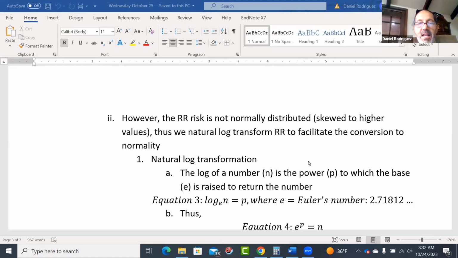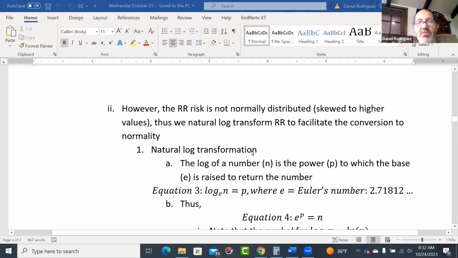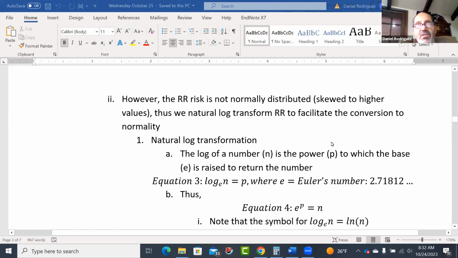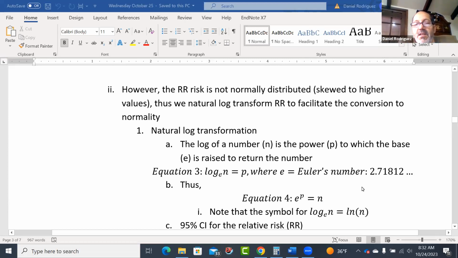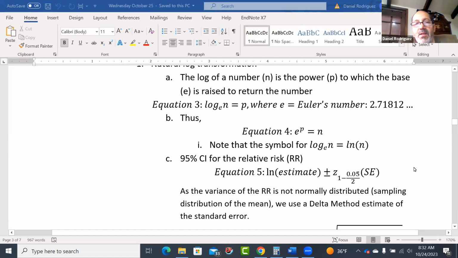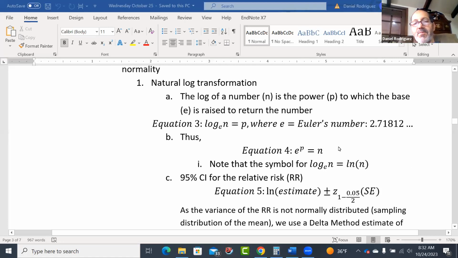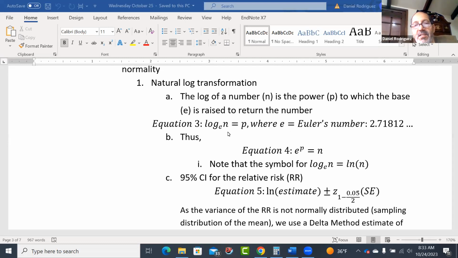So we have to help them on their way towards normality, and we do that by taking a natural log transformation of the value, right? What the natural log transformation does is it quickens the effect of the central limit theorem in the convergence to normality. If you're not really familiar with what a log is or what a power is, read through here. Essentially, I show you what e is, Euler's number, and this is what we're doing here. We're going to make this conversion, so we're going to take the log of that number.